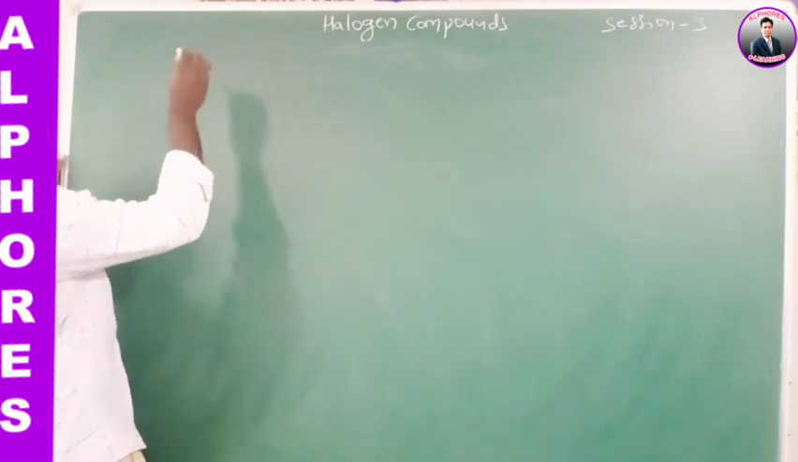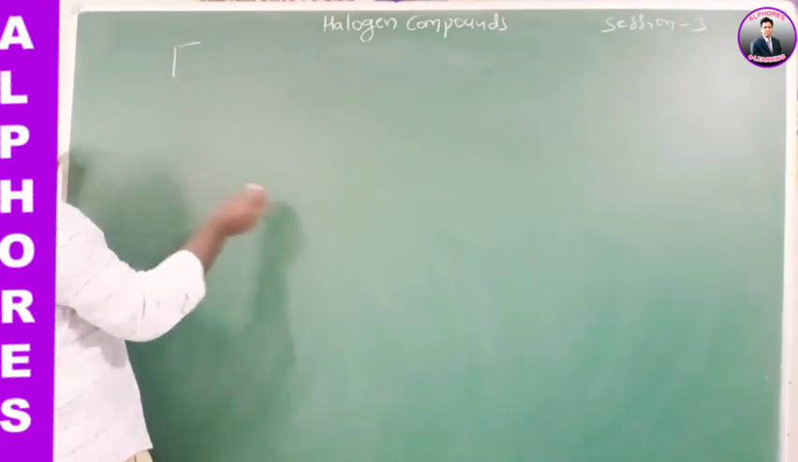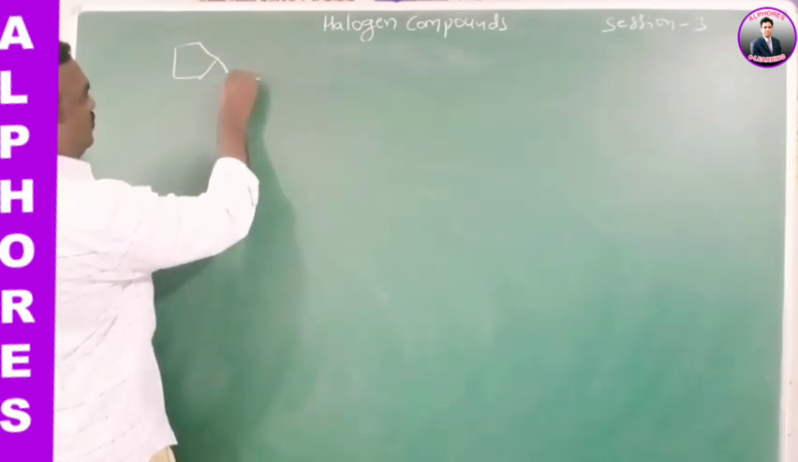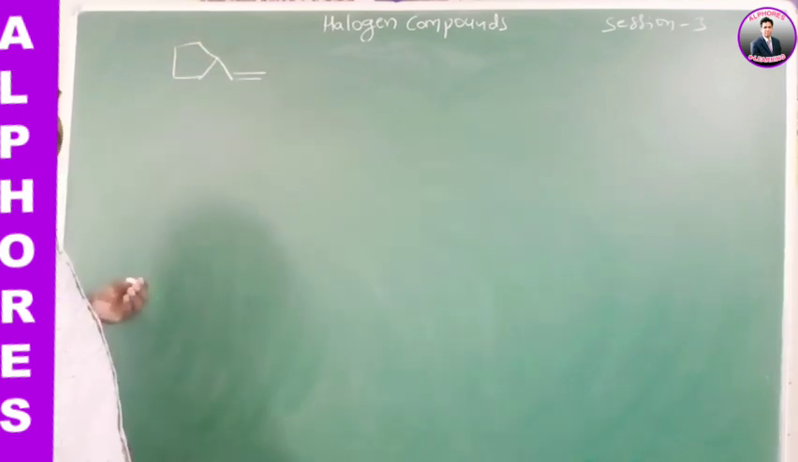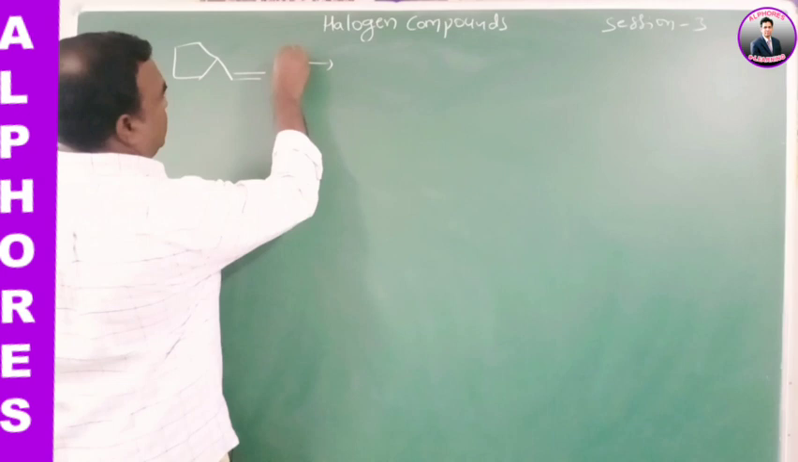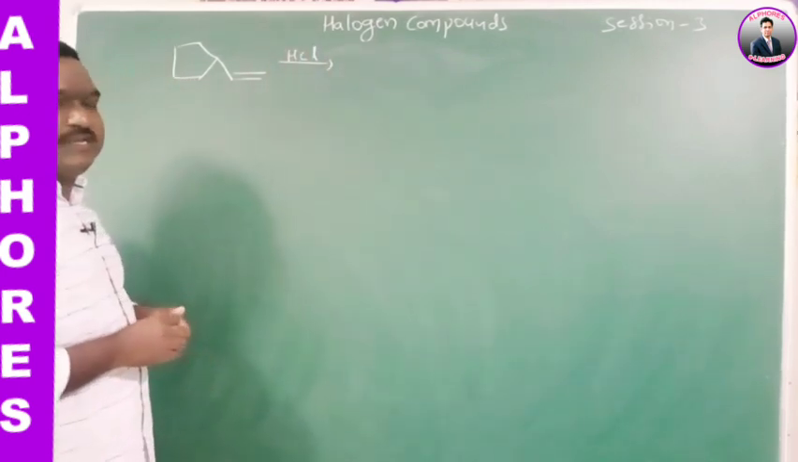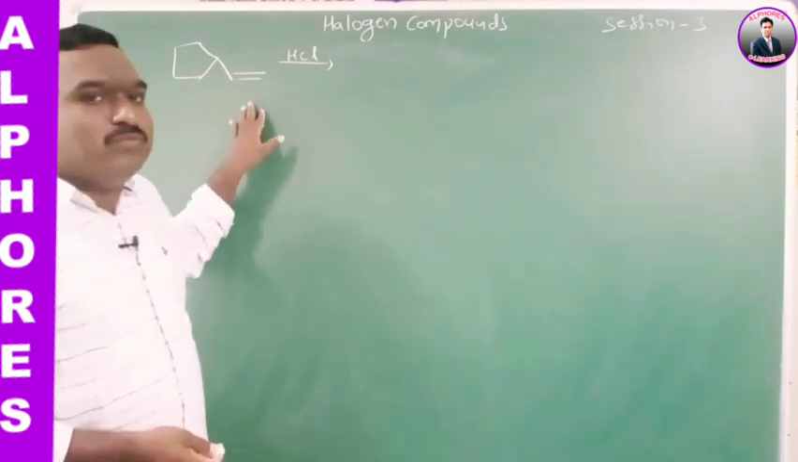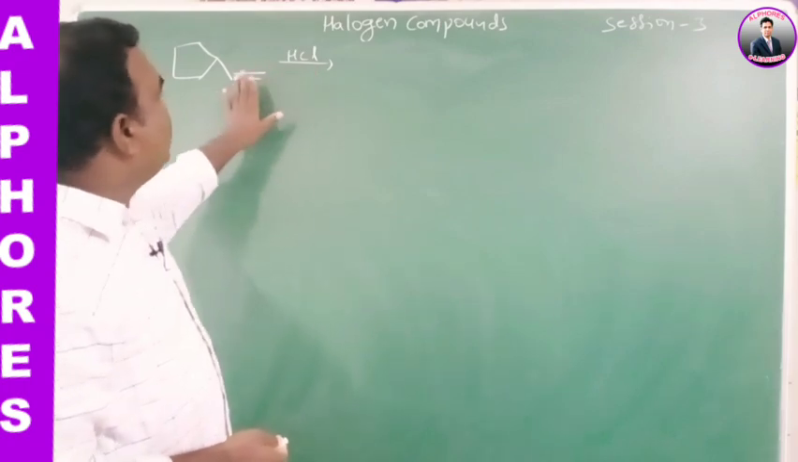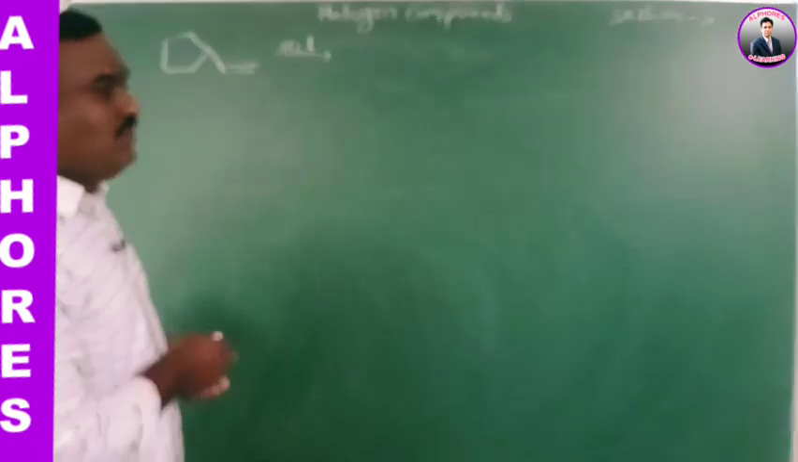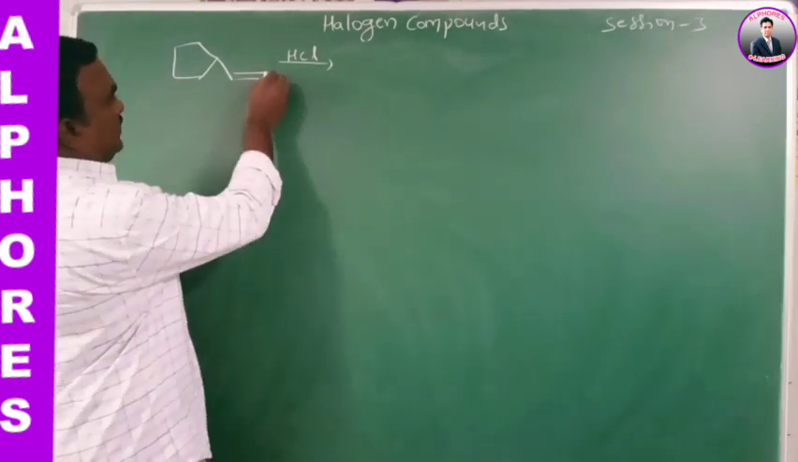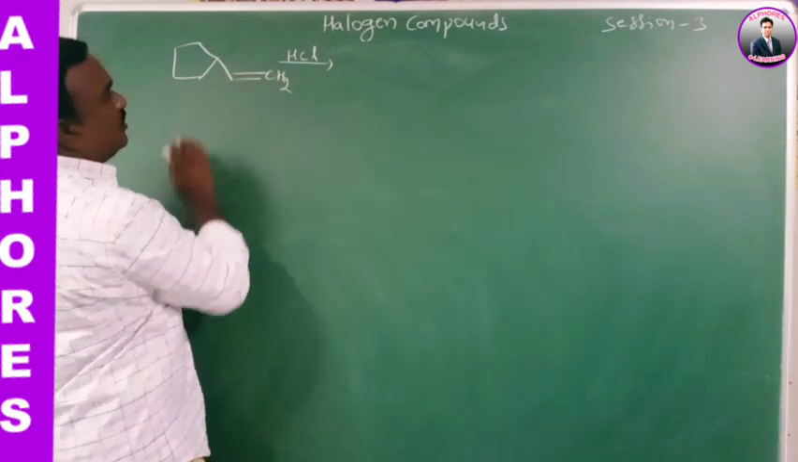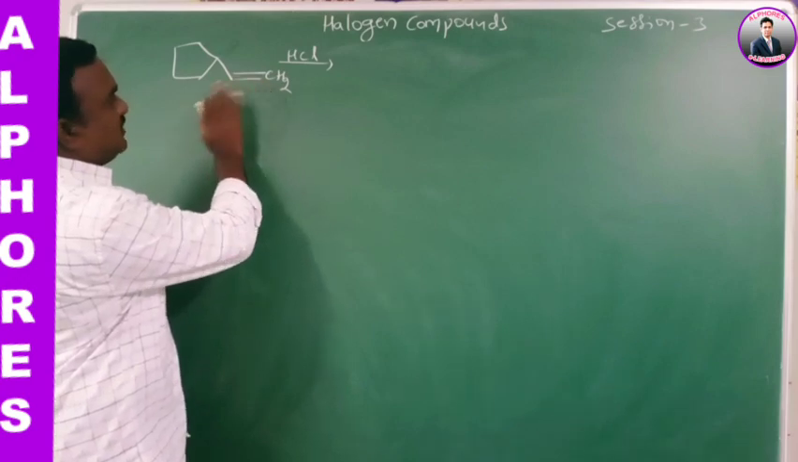For example, here a compound is given like this, which has a double bond. The addition is hydrogen chloride addition, HCl addition. So the reactant is carrying a double bond, and an electrophilic addition reaction is possible here. Here the number of hydrogens is 2, here 1, here 2. Here only one hydrogen. The given system is an unsymmetric system.